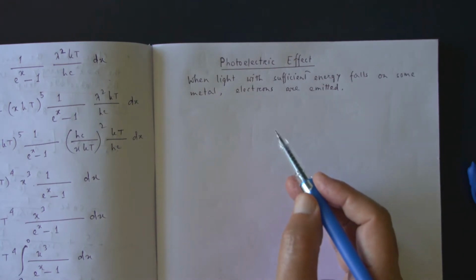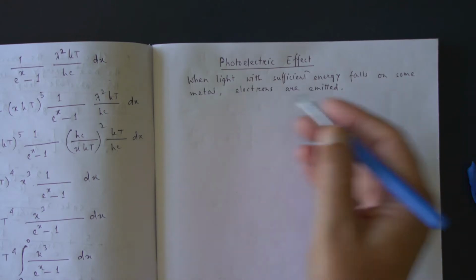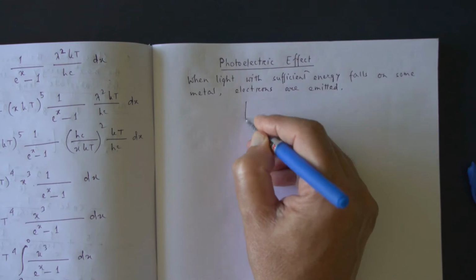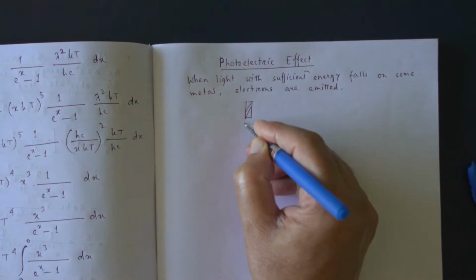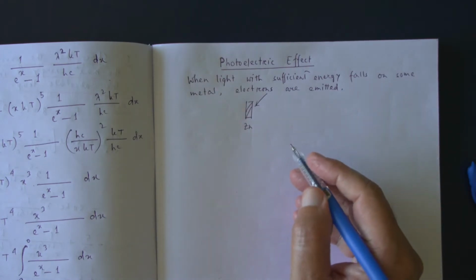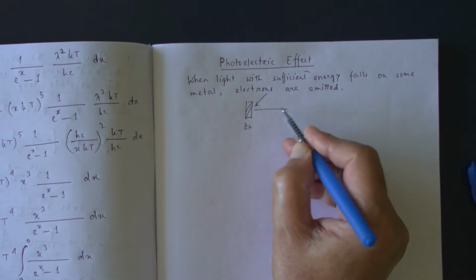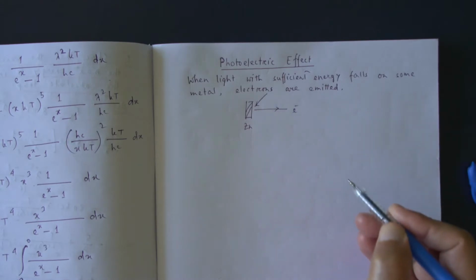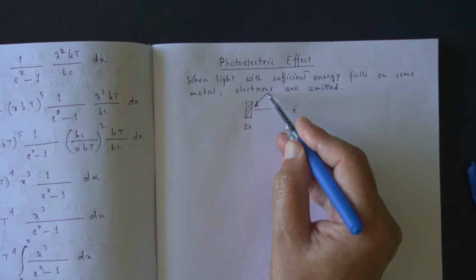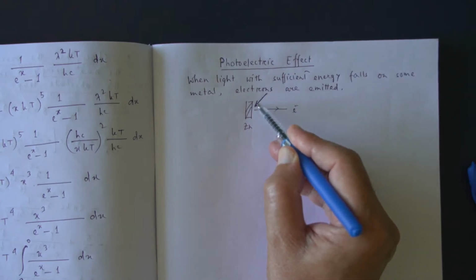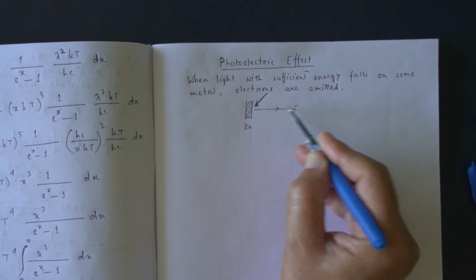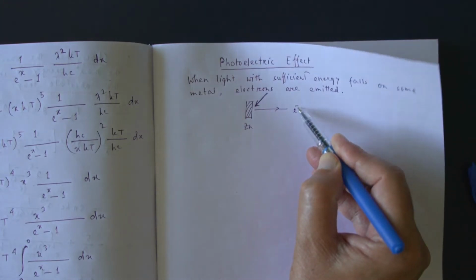For example, say zinc metal. This is zinc metal. Say light falls on zinc metal. So electrons will be emitted. But if you allow visible light to fall on zinc metal, no electron is emitted.